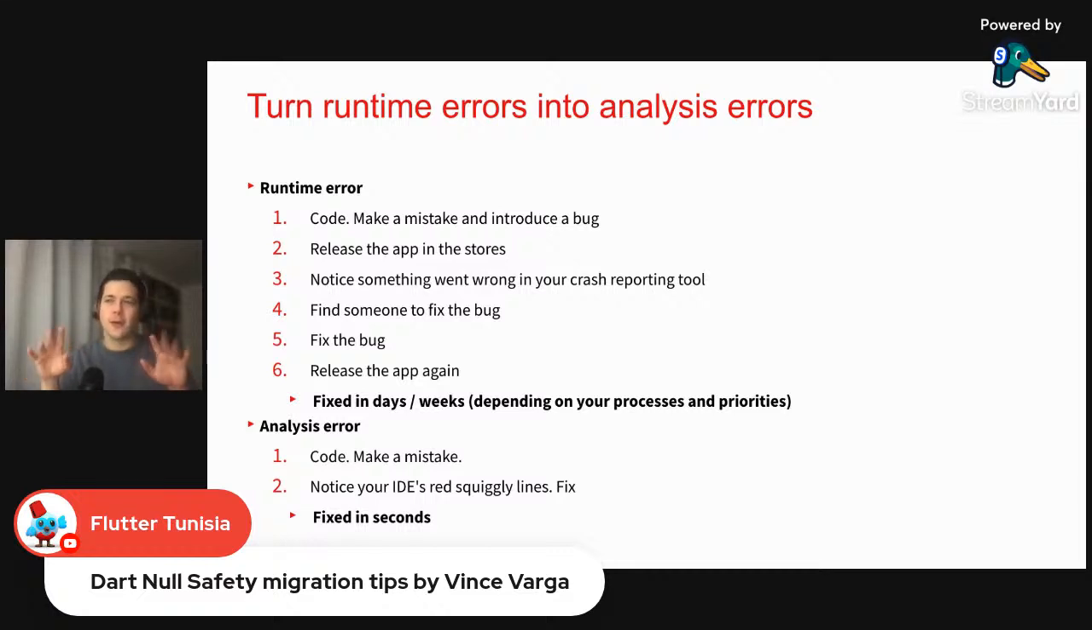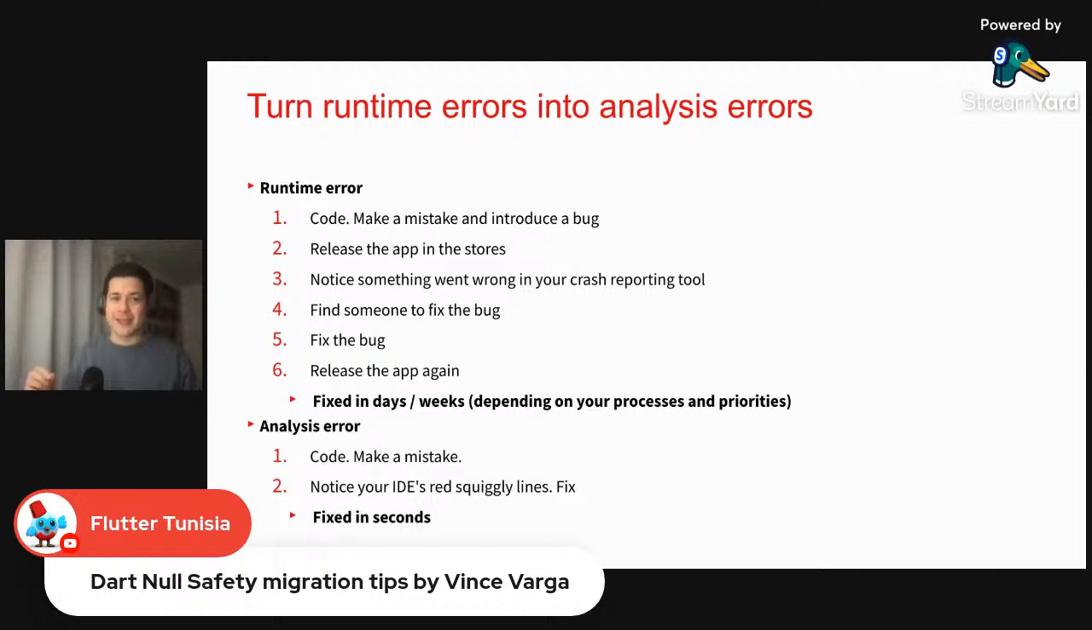So you are coding, you make a mistake, you introduce a bug, you don't notice the mistake, no one in the code review notices the mistake, and you release the app in the app stores, maybe at the end of the sprint or at the end of the week or whenever. But basically what I'm trying to say is that there is also time there. And then you notice that something went wrong in your crash reporting tool, for example, like Sentry, Crashlytics. There are a couple of tools where you can analyze your crashes, and then you hopefully check these crash reporting tools often. Then you notice something went wrong.